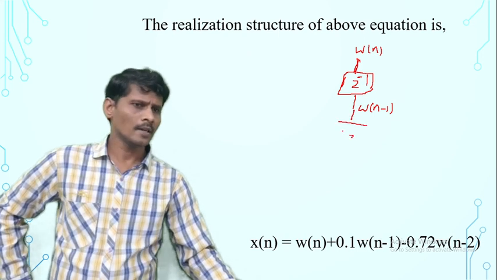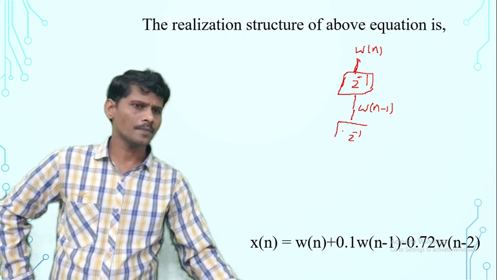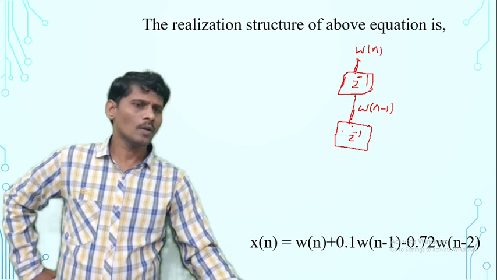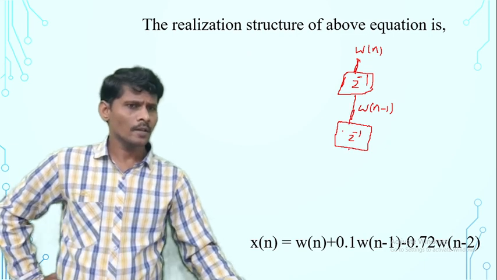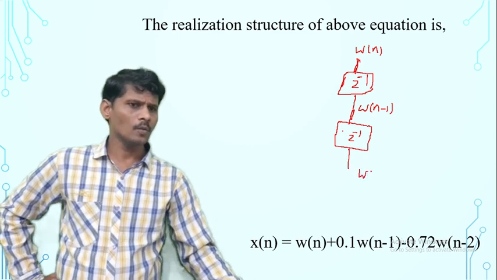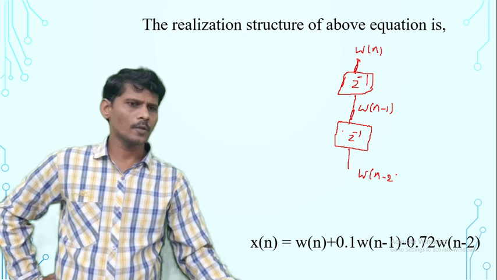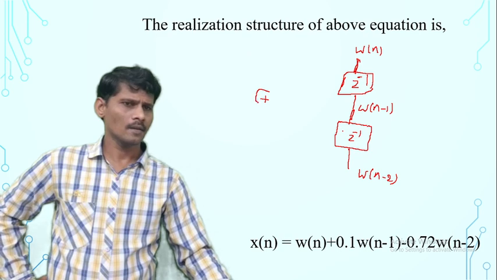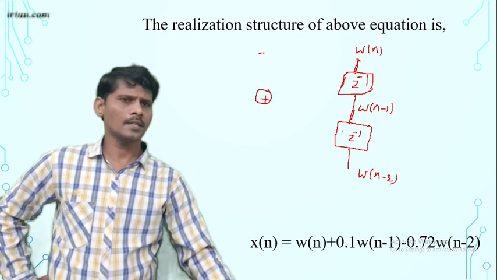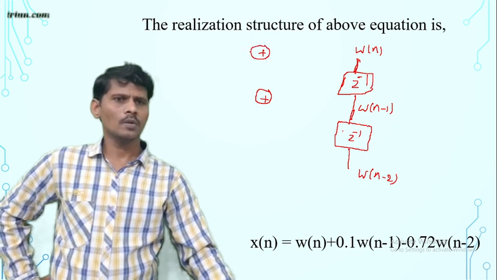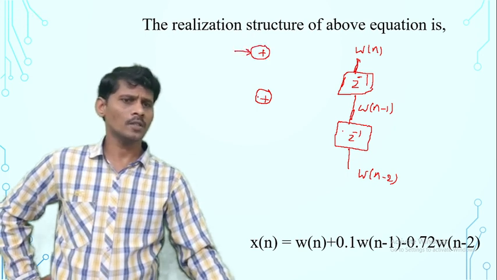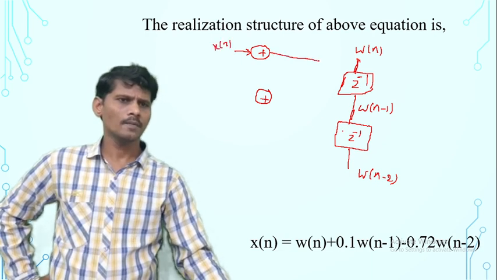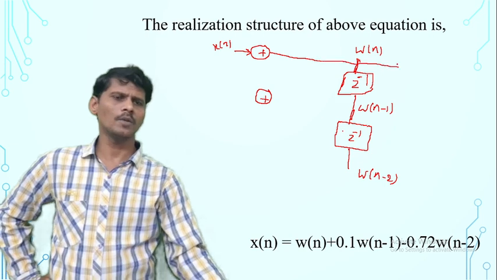Consider another delay element z power minus 1. The input of this delay element is w of n minus 1 and the output of this delay element is w of n minus 2. There are two summing points, two adders: this is one adder or summing point, and this is another. The input to the system is x of n and the output is w of n.